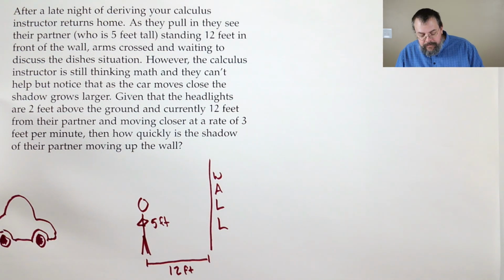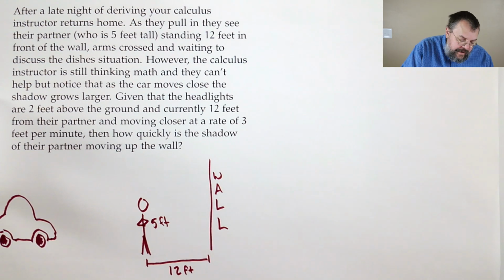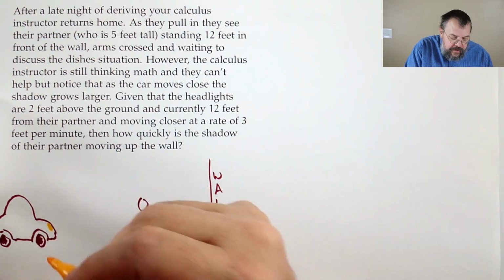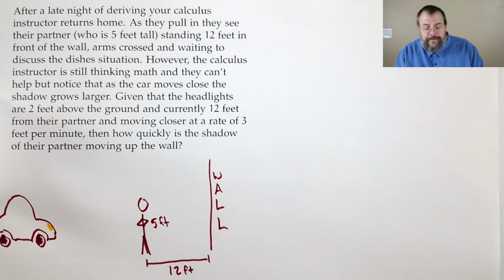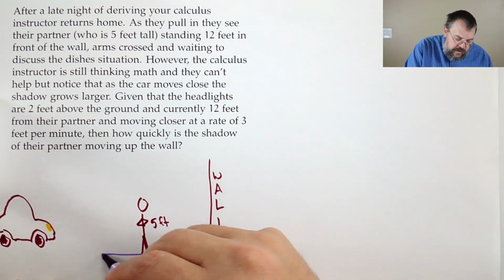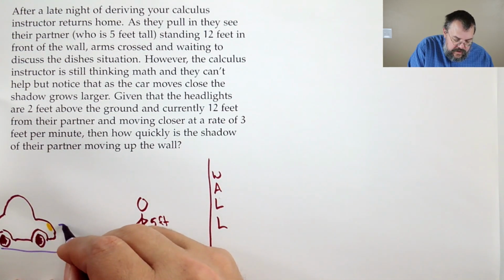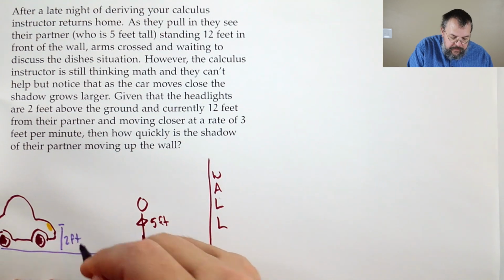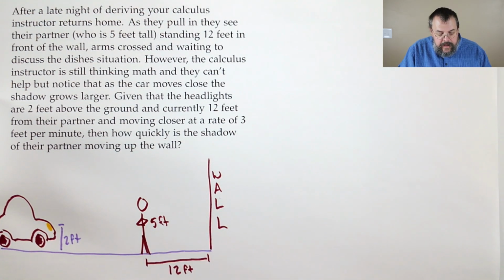So we have our car, and what do we have? Well, we have our headlights are on because, you know, we drive safely. All right. Now, what do we know about this car? Well, the headlights are 2 feet above the ground. So we should draw our ground in. So here is 2 feet to the headlight. And what else do we have?